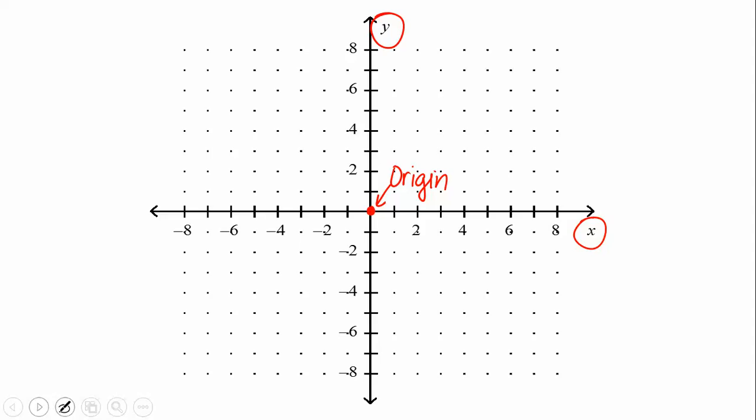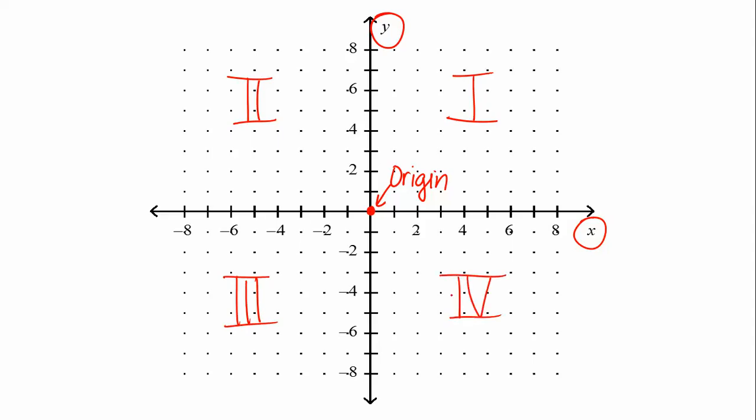And let's also label the quadrants. There are four quadrants on a coordinate plane, and we start in the upper right-hand corner using Roman numerals. Then we move clockwise around. So we have quadrant 1, quadrant 2, quadrant 3, and quadrant 4. You'll want to be familiar with that labeling system as you'll have to do it on your homework.